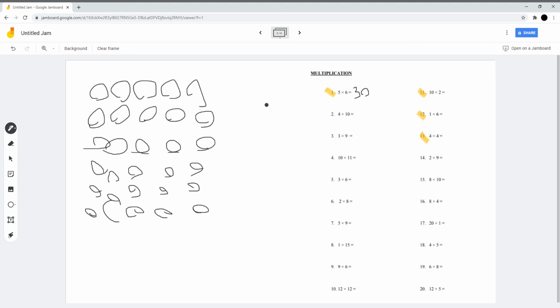For this, write 10 at the top and 2 at the bottom. 0 multiplied by 2 is 0. 1 multiplied by 2 is 2. The answer is 20.